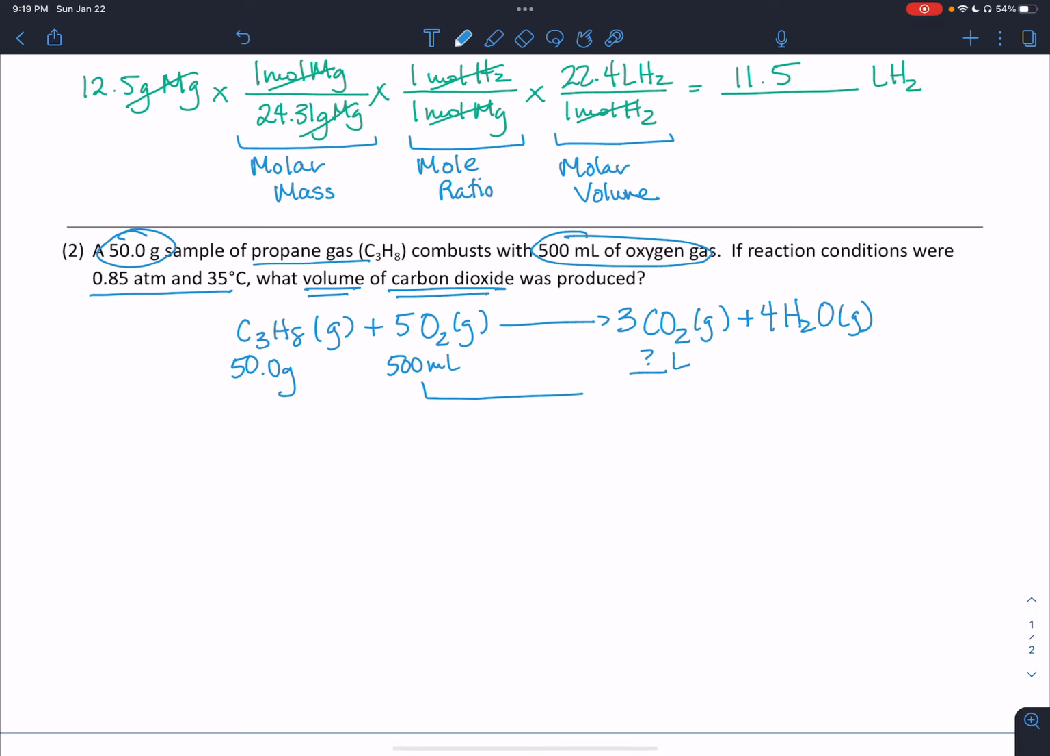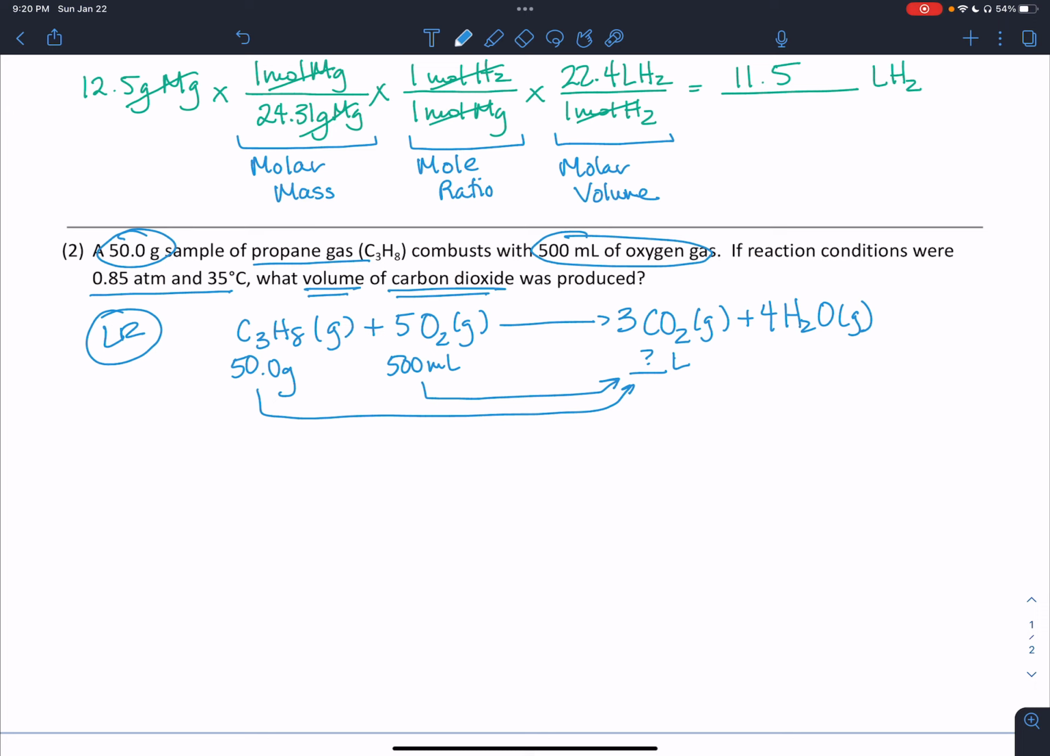So we're going to need to calculate how many liters that 500 mL of O2 will produce and how many liters that 50 grams of C3H8 will produce. In other words, we have a limiting reactant problem here. Don't forget, everything that we've learned before about stoichiometry is still present. We don't get to forget about limiting reactants. We should still remember what percent yield is. We're just adding in this layer of having gases.